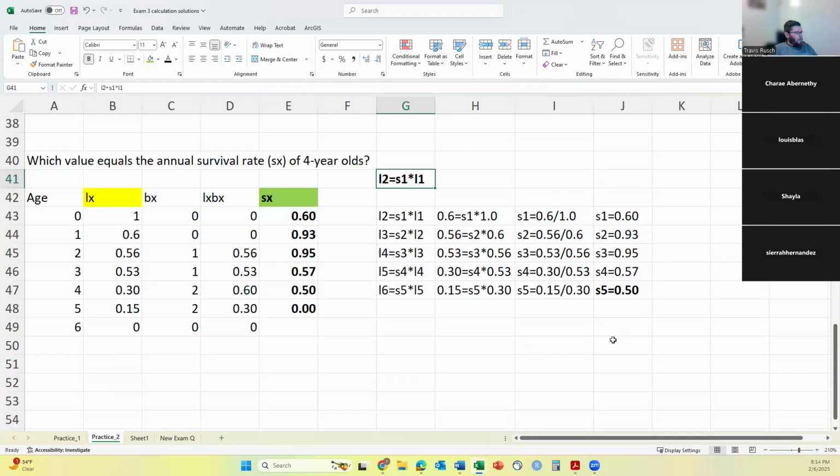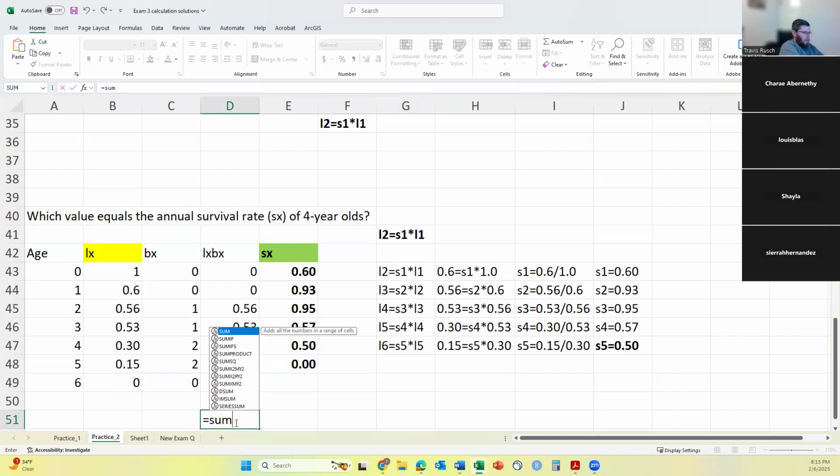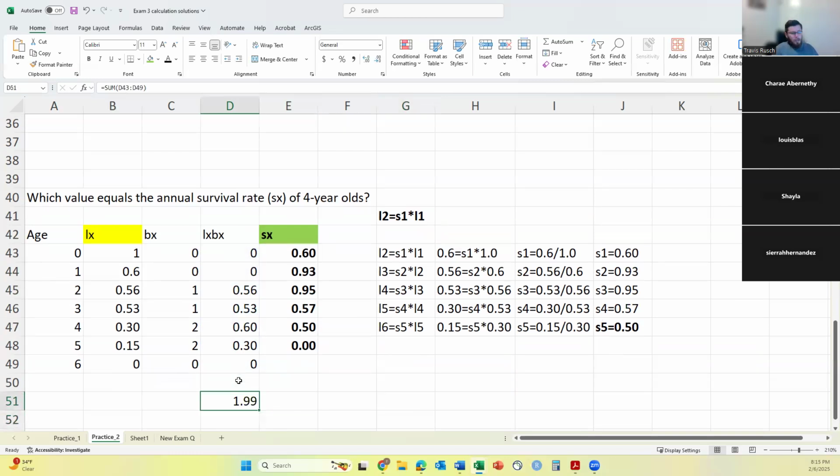And I didn't extend this one, but if it asked you for the value of rho, the net reproductive rate, how would we get that? Add up all the LX, BX. Yeah, right. We would just take the summation, or add all of these together. And that would give us a value of 1.99.